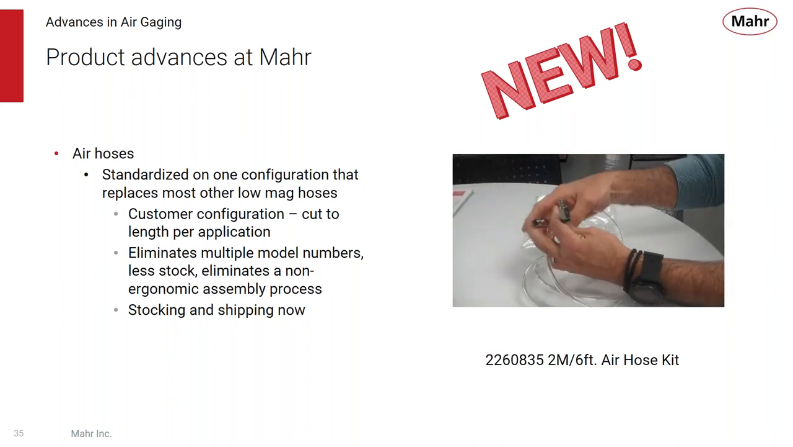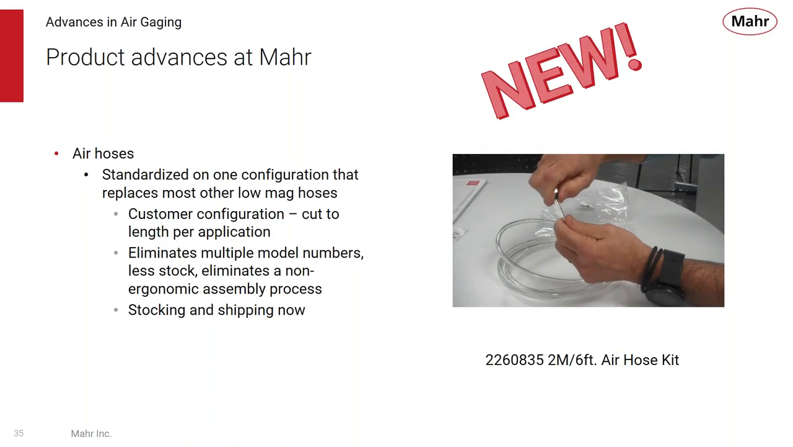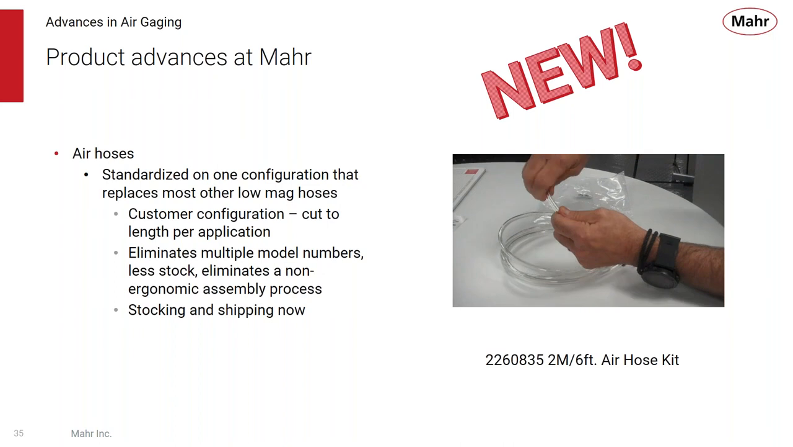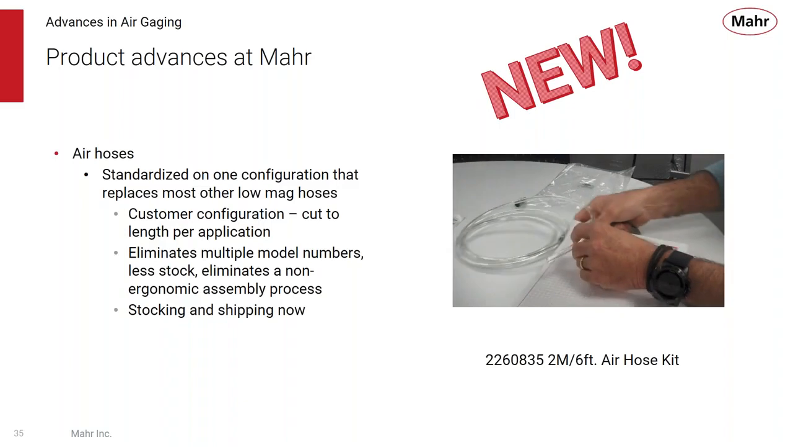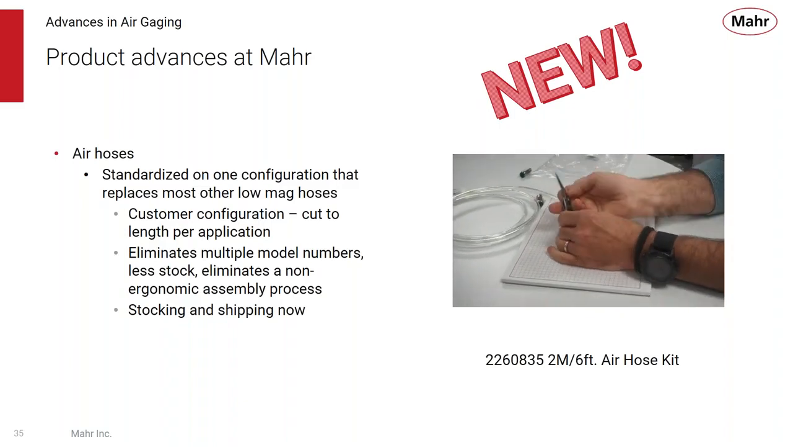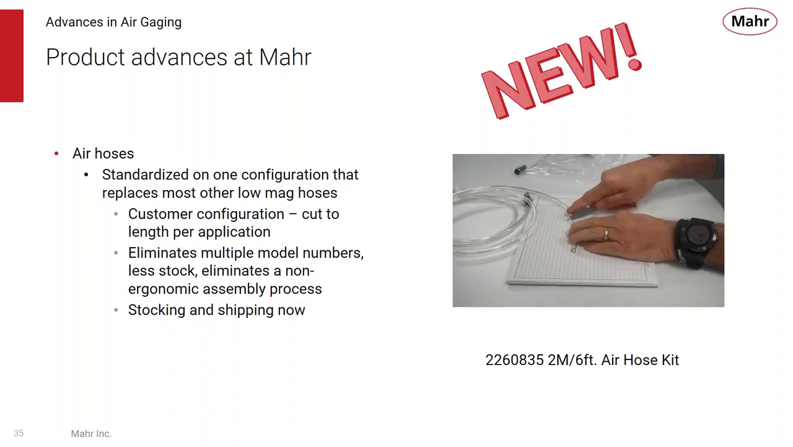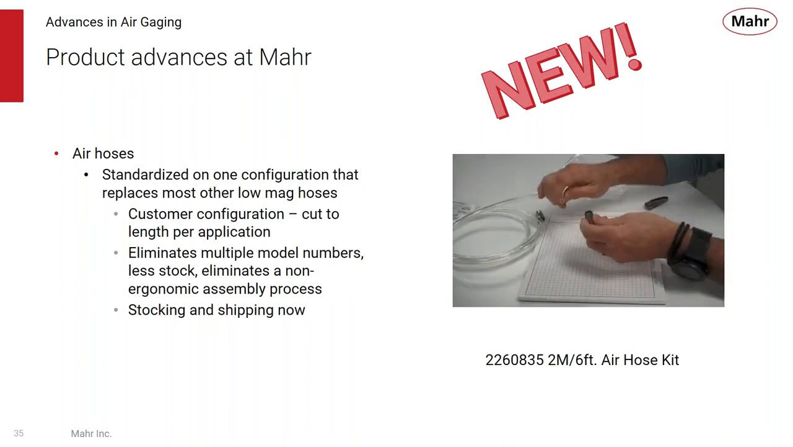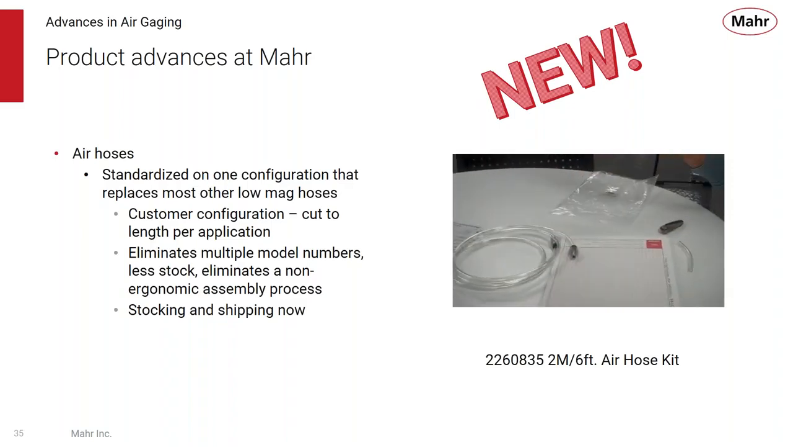It has the same male and female thread. It has the swivel connector on them. But today, the hose is removable from the connector via snap fitting. So if the customer needs to change the length of the hose, all you need is a tool to cut the length, and now you can create the air hose to the specific application that you need. So one order number now for all our air hose kits, and the user can configure the tooling to the application. We're stocking and shipping this air system hose now.